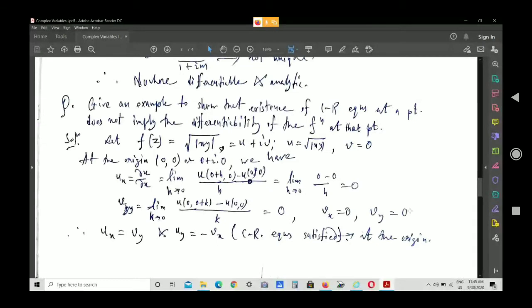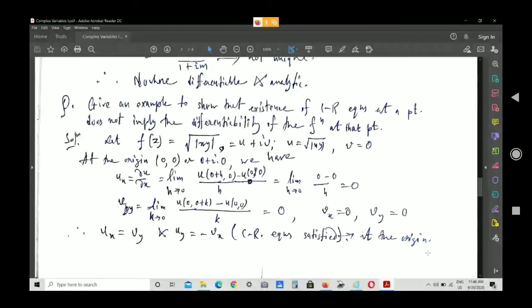Therefore, Cauchy-Riemann equations are satisfied. Ux is equal to Vy. In fact, all are 0, so Uy is also equal to minus Vx: 0 equals minus 0. Therefore, Cauchy-Riemann equations are satisfied at the origin. So, one part we have shown, that the CR equation is satisfied, but we have to show it is still not differentiable at that point.